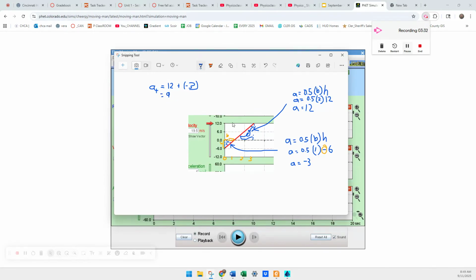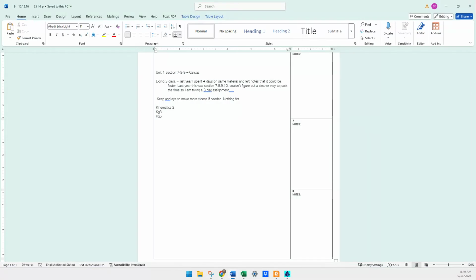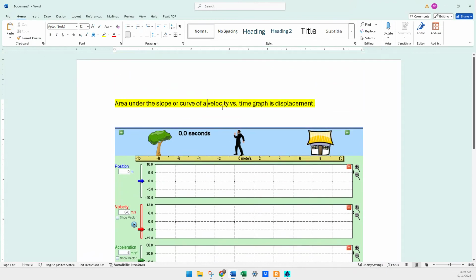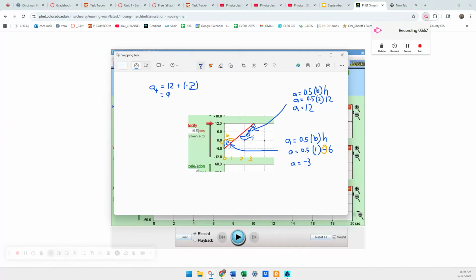Now, back to our original statement at the very beginning, since we know that the area under the curve of a velocity graph is displacement, then displacement in this case is going to be 9, and we'll put in our SI units because we put in meters per second, so it would be 9 meters.